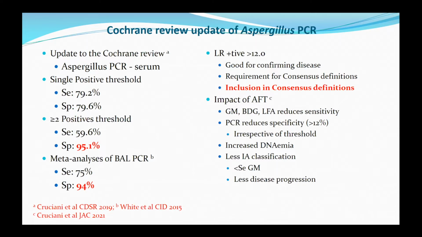But more so, it was probably the lesser classification of invasive aspergillosis due to the reduction in the sensitivity of the galactomannan assay, which was used as the reference test to define invasive aspergillosis according to the EORTC-MSG definitions. And also you potentially have less disease progression in this situation, where you've got less hyphal invasion, and Aspergillus PCR could then be picking up organism within the respiratory tract.